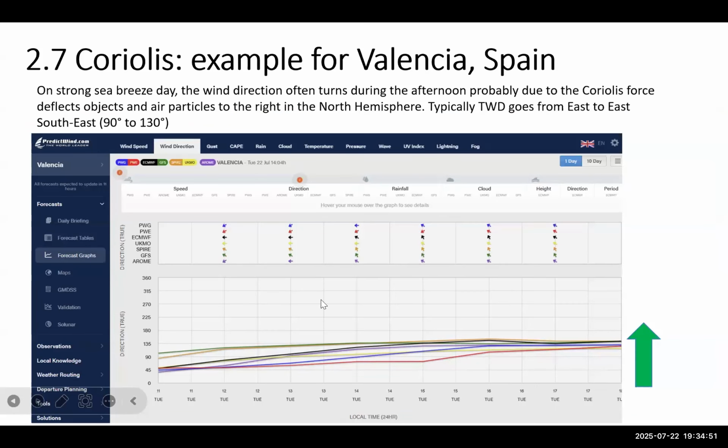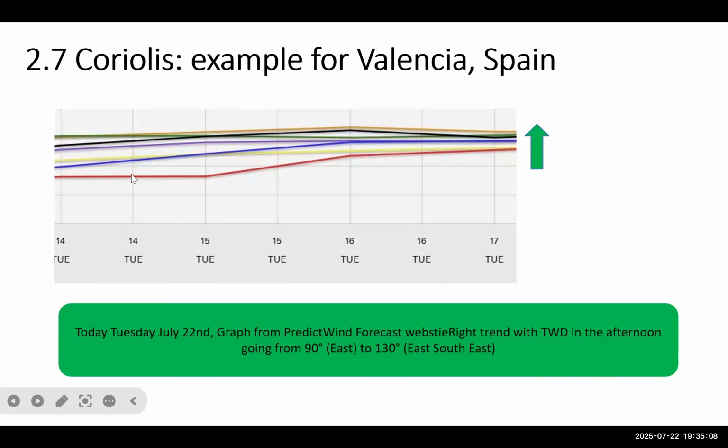And here it's for today, the graph for the wind direction at Valencia, at the center of the bay. And you may be able to see the direction having numbers increasing, meaning the breeze going right. So I've just zoomed around here, and around 2 to 5 p.m., we have this right trend, and the wind went from east to east-southeast, which is very typical, and the breeze was strong today. So this is when I was in Valencia, we often noticed it: strong breeze, turn right.